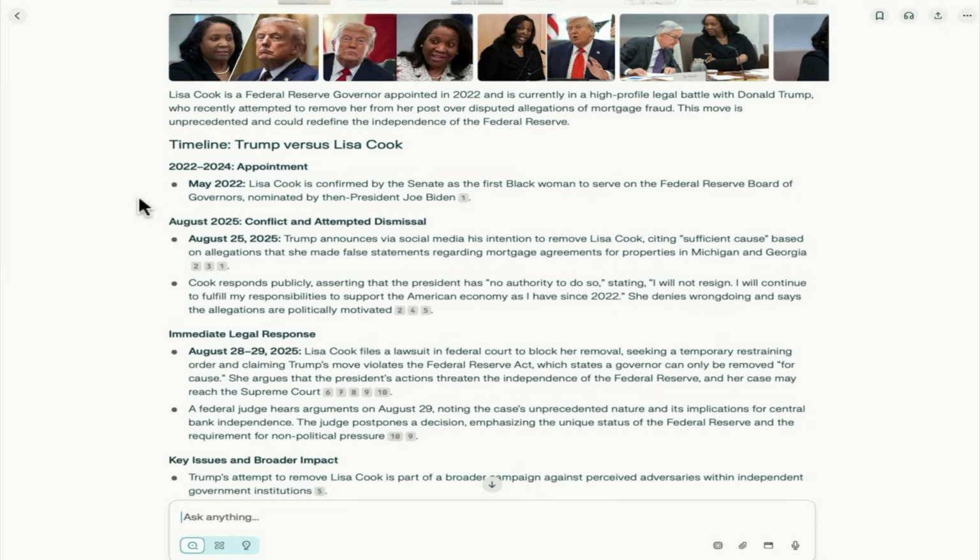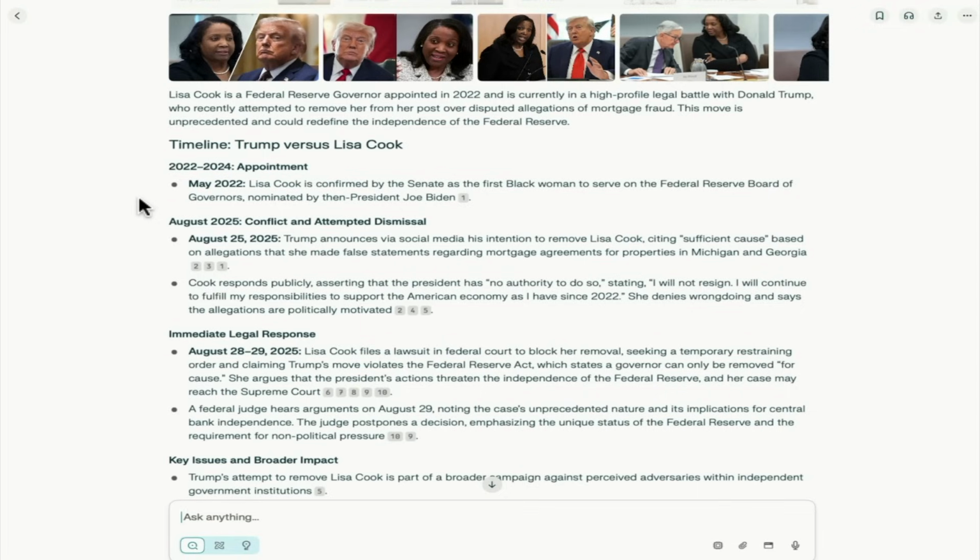There will be trials. August 25, Trump announces via social media his intention to remove Lisa Cook, citing sufficient cause based on allegations she made false statements regarding mortgage agreements for properties in Michigan and Georgia. Cook responds publicly, asserting the president has no authority to do so, stating, I will not resign. I will continue to fulfill my responsibility to support the American economy as I have since 2022. She denies wrongdoing and says the allegations are politically motivated.